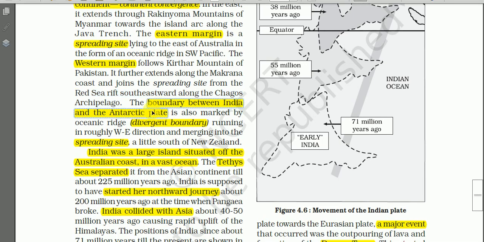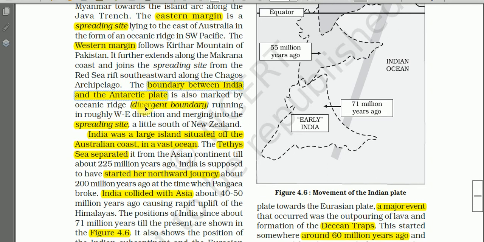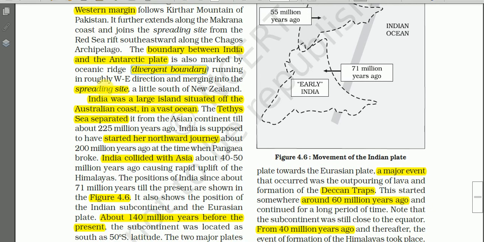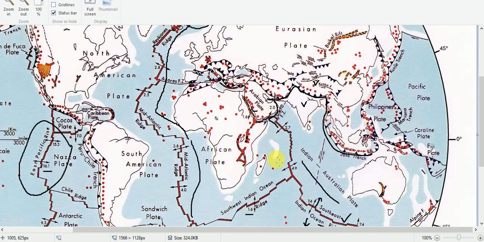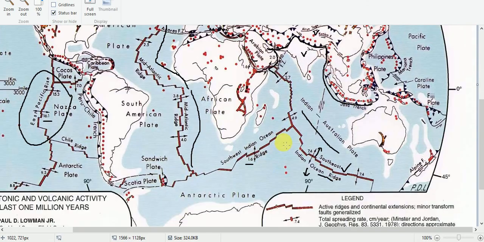The boundary between India and the Antarctic plate is also marked by oceanic ridges, that is a divergent boundary running roughly west-east direction and merging into the spreading side a little south of New Zealand. Let us see the Indian Ocean one. See here, one is here. So on the western side of the Indian Ocean we have this Southwest Indian Oceanic ridge. So this is a spreading side.